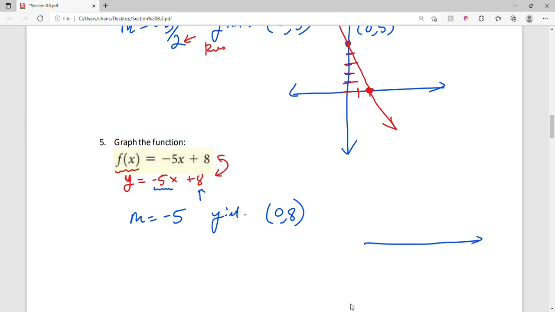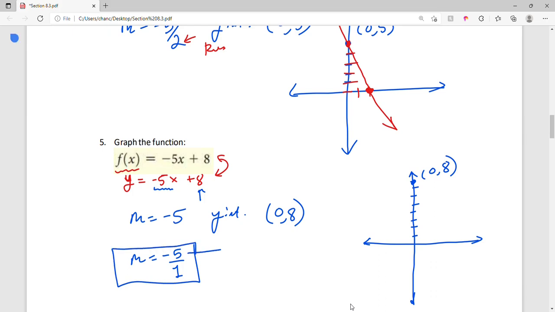So we can plot this graph just like the others. We'll start with the y-intercept first. 1, 2, 3, 4, 5, 6, 7, 8. This is the point (0, 8). And the slope is -5, but remember, you can rewrite this as -5/1. Then you can read the rise is -5 and the run is +1.